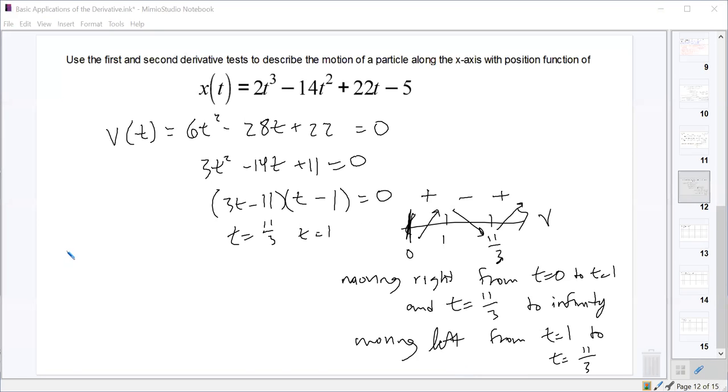What about our acceleration function? Should be 12t minus 28. Set that equal to 0. Ought to give us t equals 28 twelfths, or 7 thirds.